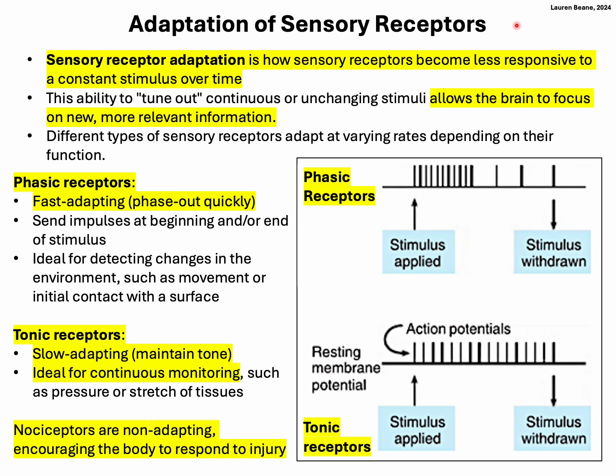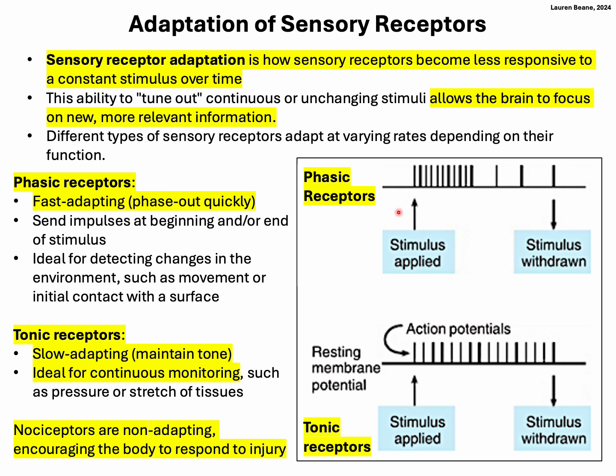All sensory receptors undergo adaptation, and this refers to how a sensory receptor becomes less responsive to a constant stimulus over time. So it's like tuning out this ongoing, continuous stimulation. This is really important because it allows the brain to focus on new or more relevant information coming into the brain. When we talk about adaptation of sensory receptors, we can categorize it as fast or slow. So, phasic receptors are fast adapting; they phase out quickly.